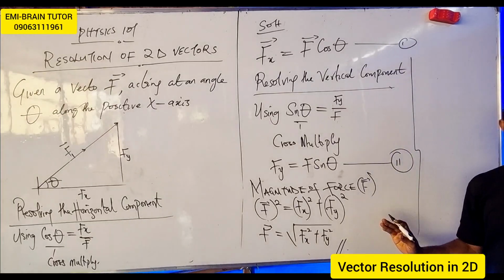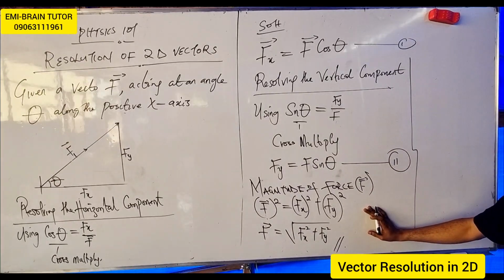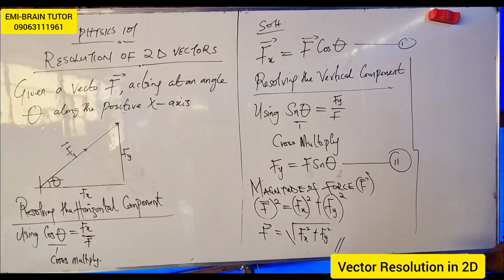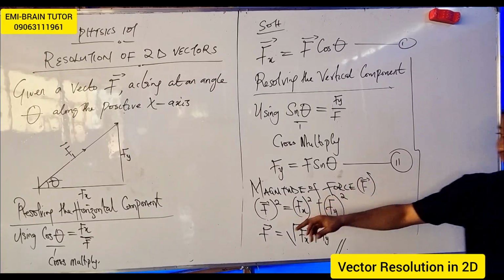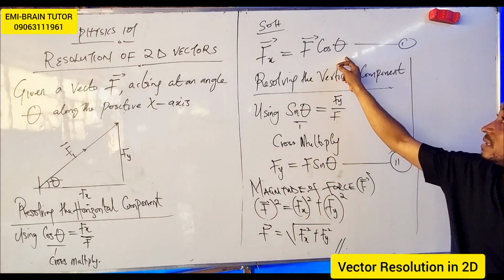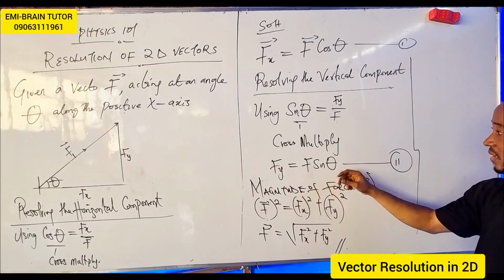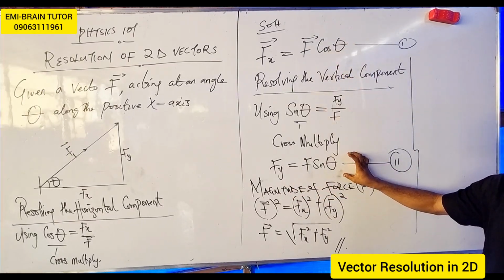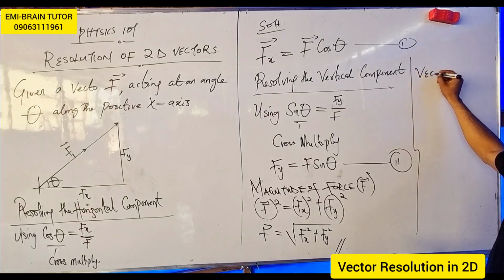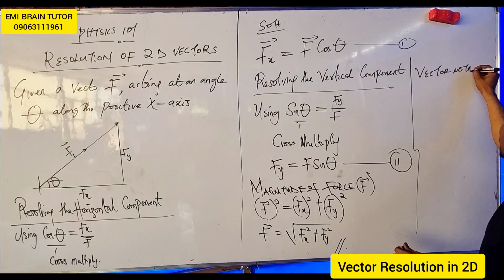There's a step I skipped. Let me show you the step. Please listen. Stop writing. I skipped a step, let me explain. You know we have gotten our Fx. What's our Fx? F cos theta. What's our Fy? F sin theta. Once you get Fx and Fy, you have to get the vector notation of the force.